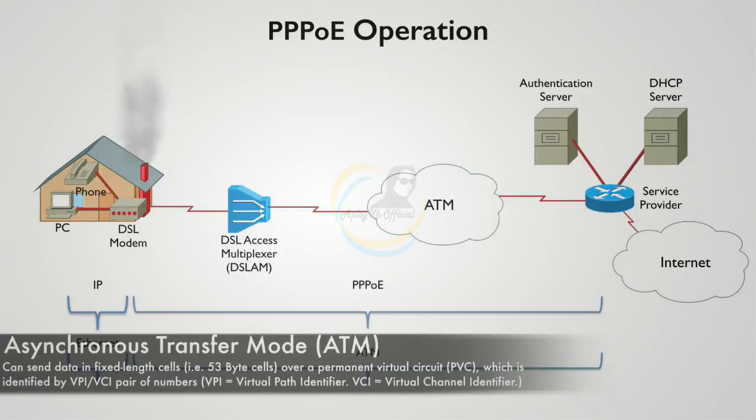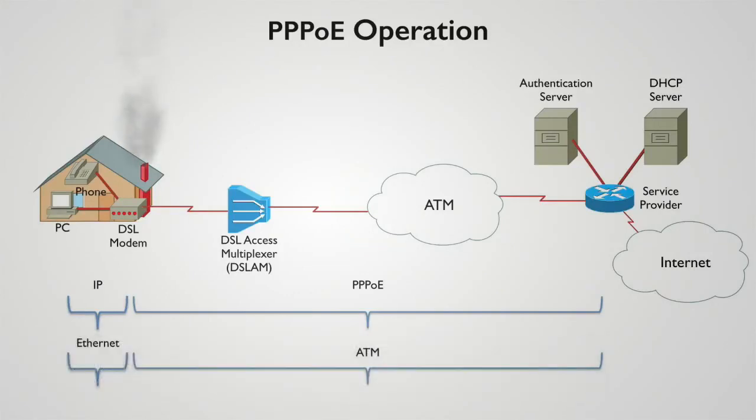And do you remember the identifier for a frame relay permanent virtual circuit? It was a DLCI, wasn't it? A data link connection identifier. Well, with ATM, we use a pair of numbers to identify a permanent virtual circuit. And the pair of numbers are the VPI and VCI numbers. The VPI stands for Virtual Path Identifier, and VCI stands for Virtual Channel Identifier. And this VPI-VCI pair can uniquely identify an ATM permanent virtual circuit.